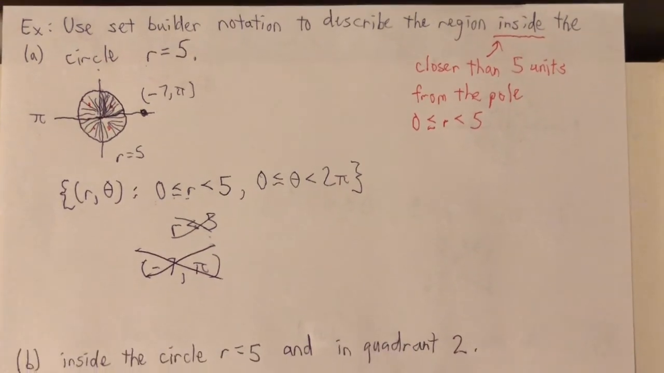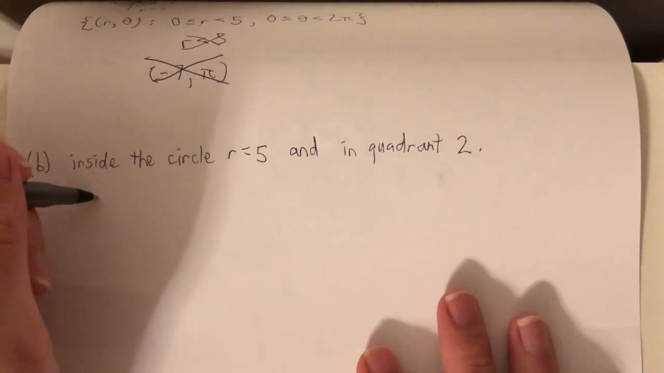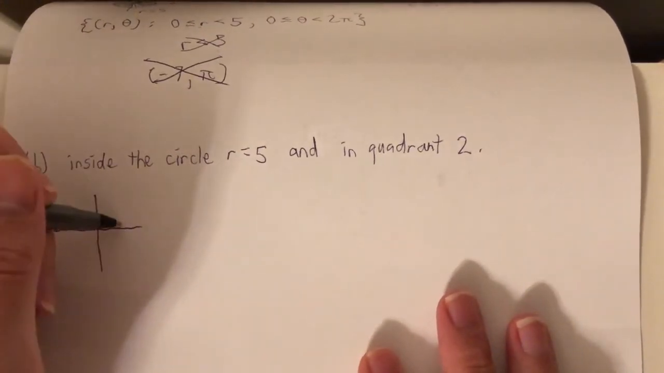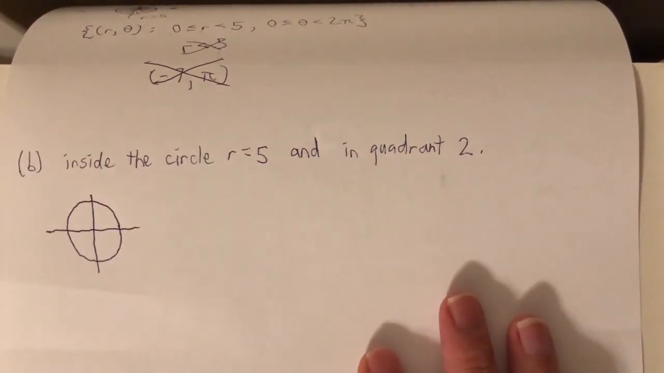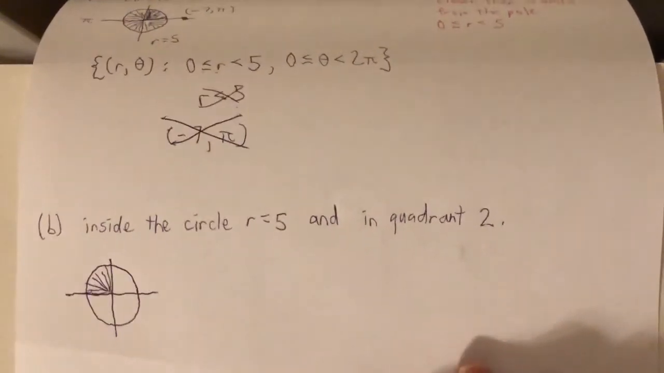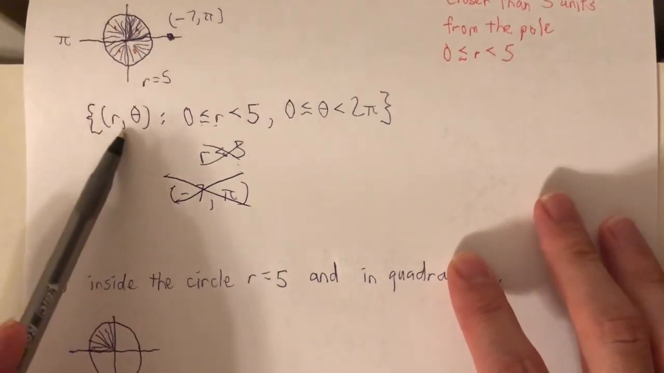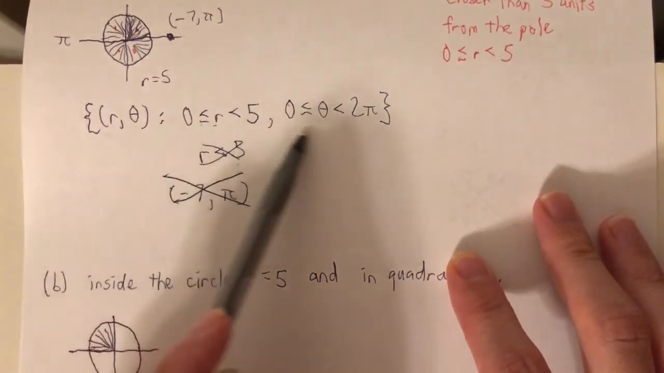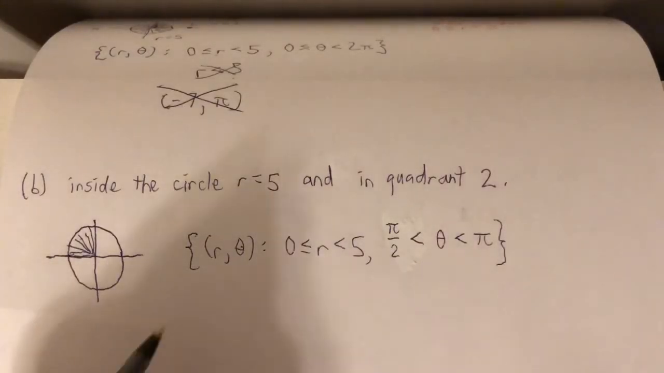Okay, so let's move on to part B, where we want to look at the same circle. So we want to look inside the circle r equals 5 and just in quadrant 2. So I'm looking at points that are in quadrant 2, and see if we can compare and contrast a little bit here. Pause the video and think about what needs to change here in order to give me just this region. So if you pause the video there, compare your answer to mine.